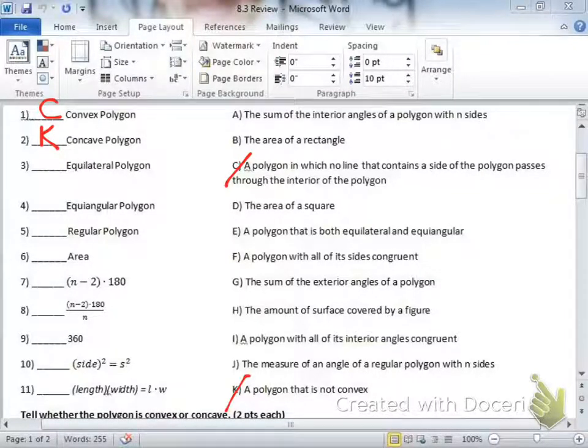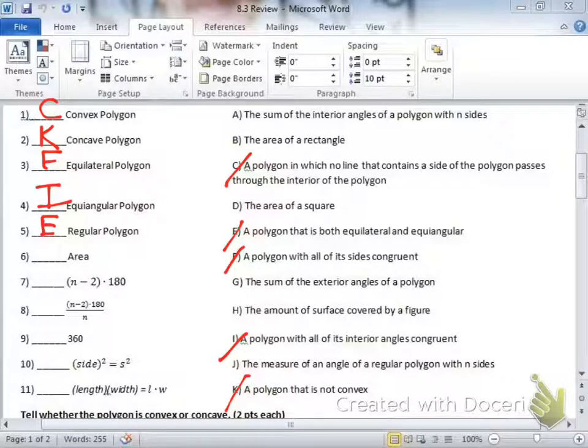E is when it's regular, so we can fill that in. Polygon whose sides are congruent. F. Oh. And if the angles are congruent, I feel like I just saw that one too. Oh, I is equiangular. So if all the sides are the same, it's equilateral. If all the angles are the same, it's equiangular. If it's both equilateral and equiangular, that's when it's regular. So I think we have those good.